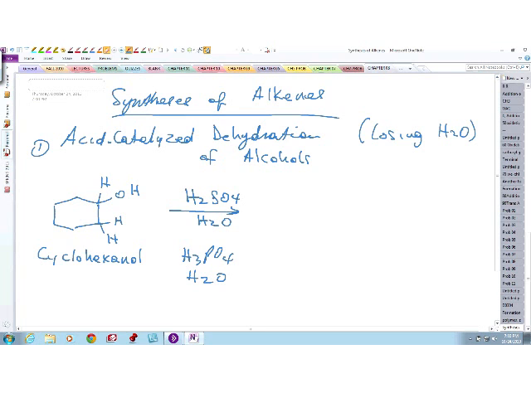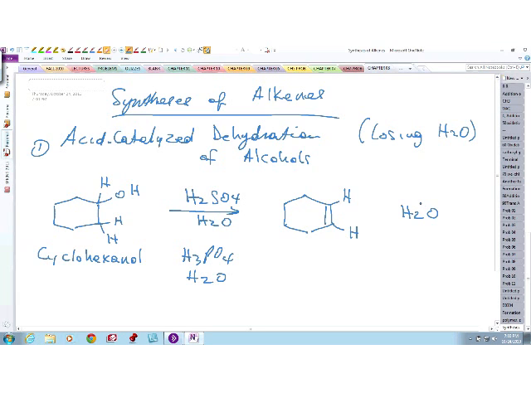Now, so you take acid, in this case sulfuric acid, in the presence of water. What you get is this. You get a lot of water. So we refer to this as dehydration, because we are removing water.